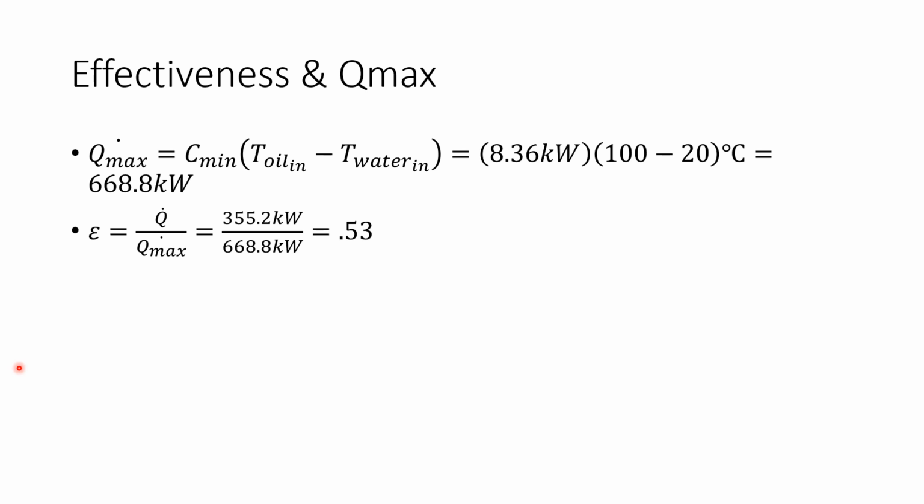Now we're trying to calculate our effectiveness and our Q max. Our Q max is what we use to solve for the effectiveness. So for Q max, we take our minimum heat capacity rate times the del T between the oil in and the water in. 8.36 kilowatts times the del T gives us 668.8 kilowatts. So we go down here to find our effectiveness. We take our actual heat transfer rate divided by the maximum heat transfer rate, which gives us a 0.35 effectiveness, or 0.53, excuse me.